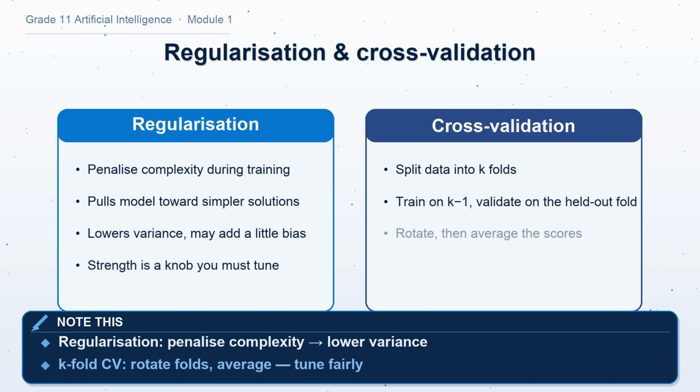We train on all but one fold and validate on the fold we held out, then rotate so every fold gets a turn and average the scores. This gives a reliable estimate of how a setting will generalize, so we choose by skill, not by luck.